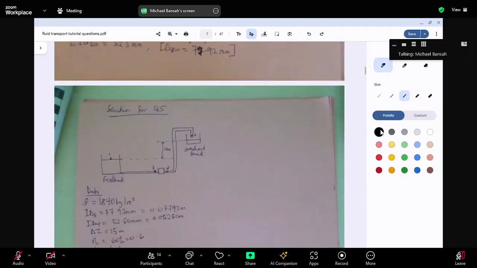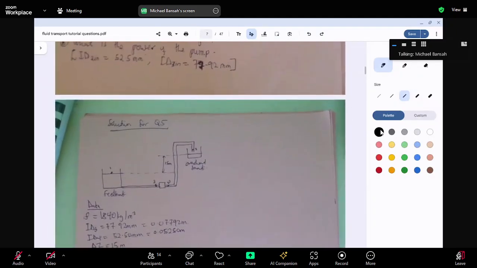All right, so this is the diagram I was talking about. This is their pump. The difference between the feed fluid level and the discharge fluid level is the 50 meters, and I mentioned that that was the same as change in Z. We found our density to be 1840 kilogram per meter cube, by converting the specific gravity to density, multiplying it by 1,000.